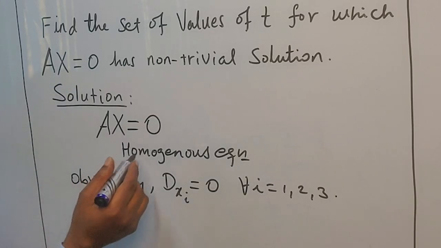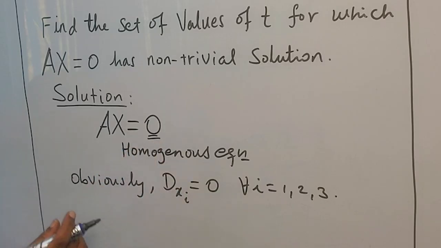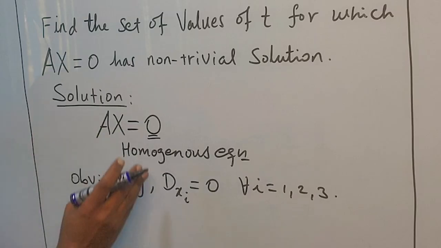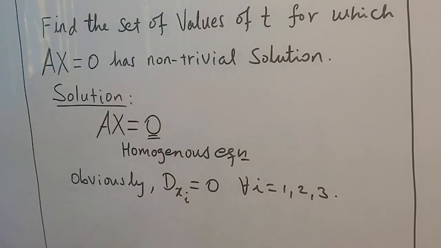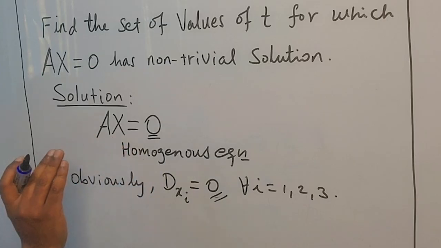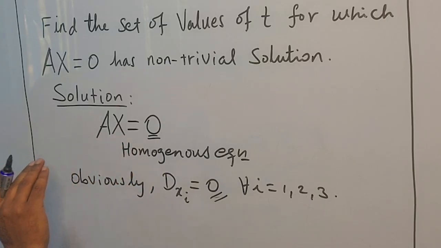Obviously, because our constant is 0, we replace each column, first column, second column, third column, by entirely 0 columns. So the determinant is obviously 0. So a homogeneous system by default has the trivial solution, where x1, x2, x3 are all 0.